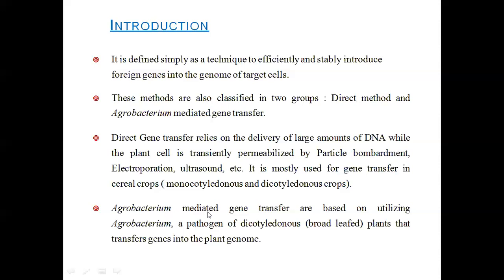And Agrobacterium-mediated gene transfer is based on utilizing Agrobacterium, a pathogen of dicotyledons, broad-leafed plants, to transfer the gene into the plant genome. So this is the indirect method of gene transfer.